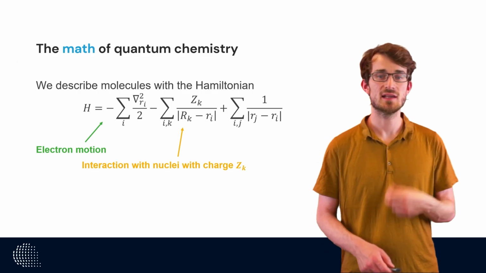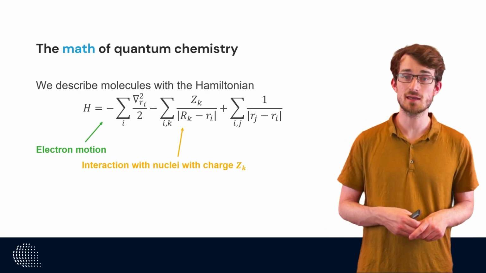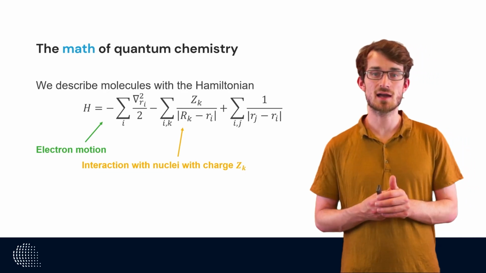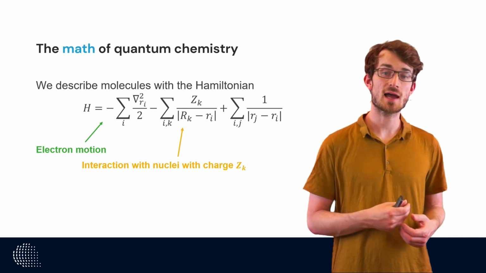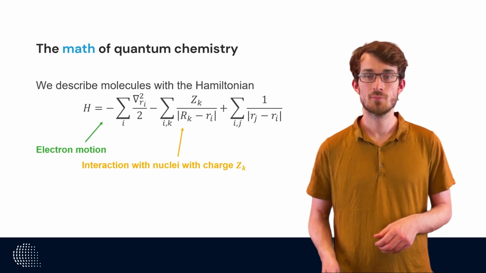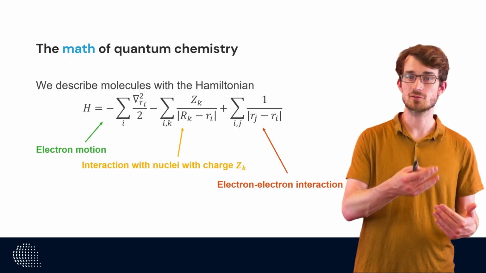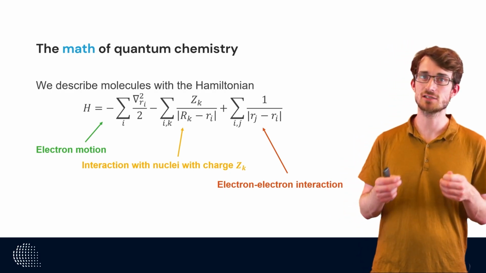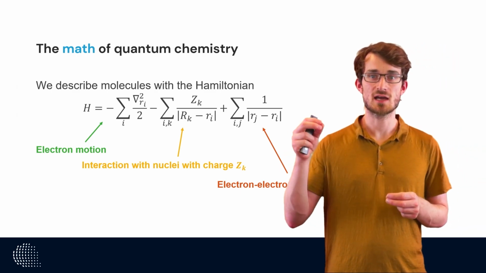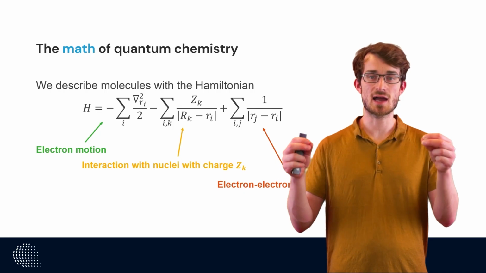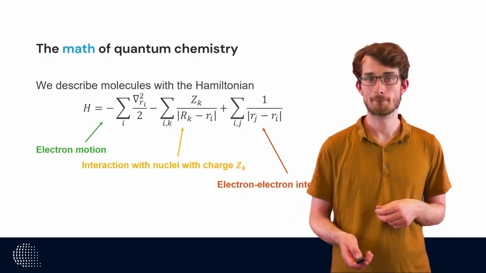The second term is interaction with the nuclei of the molecules. Each nucleus has a charge of Zk and a position of capital Rk, and interacts through the Coulomb interaction with the electron i at the position Ri. And the final term, which is actually the term that makes this whole thing hard to solve, is the fact that the electrons interact with each other. So the electron at position Rj interacts with the electron at Ri, and we have to sum up over all electrons that interact with each other.